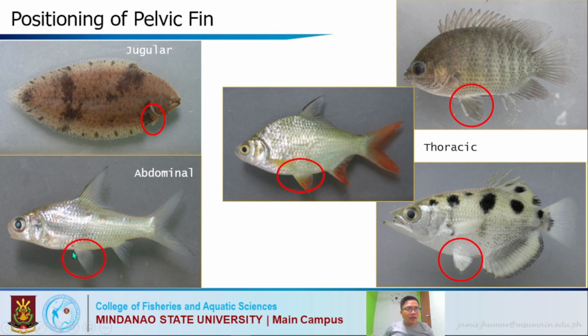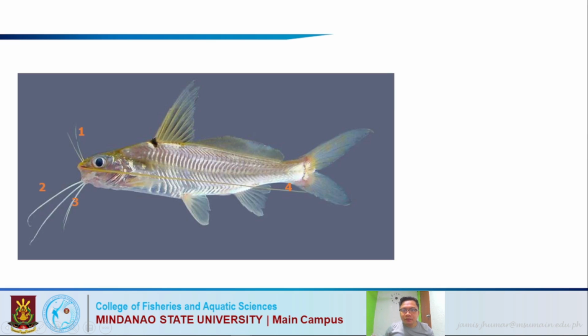The pelvic fin, in the taxonomy aspect, basically varies depending on the species. We have what we call the jugular pelvic fin, the one at the very bottom of the operculum. And then we also have the abdominal, the one under its abdomen. And then thoracic, this is that kind. This is also a thoracic type of pelvic fin. Okay, so those are the three types of pelvic fins that basically highlight the taxonomic classification.